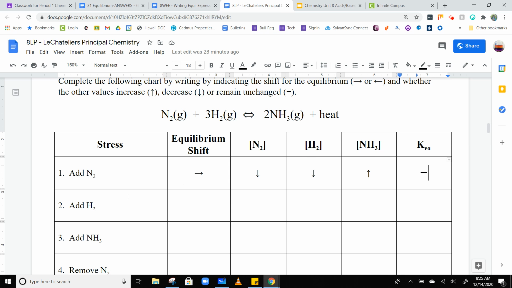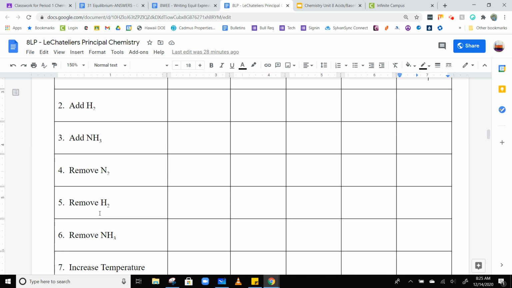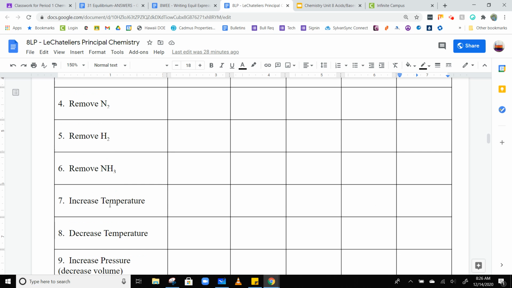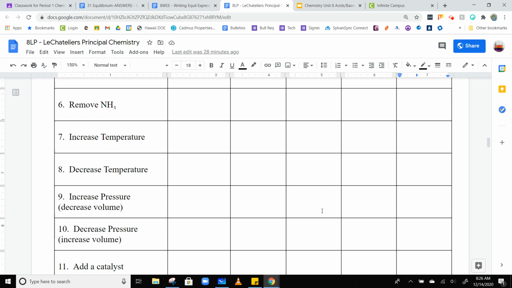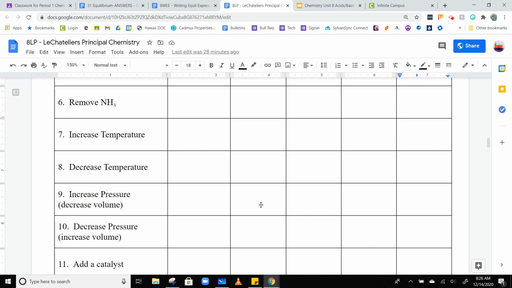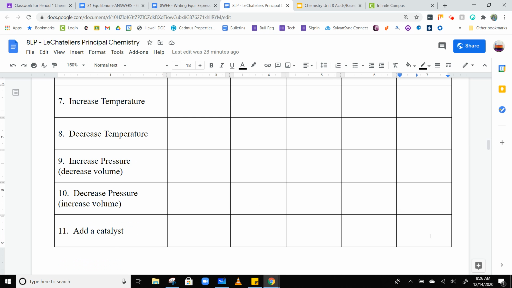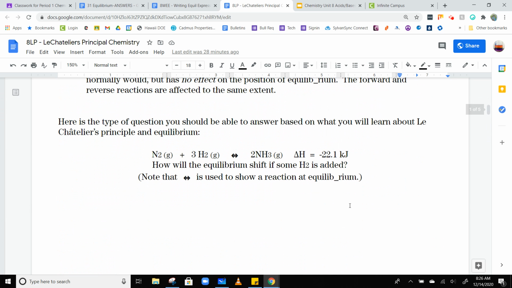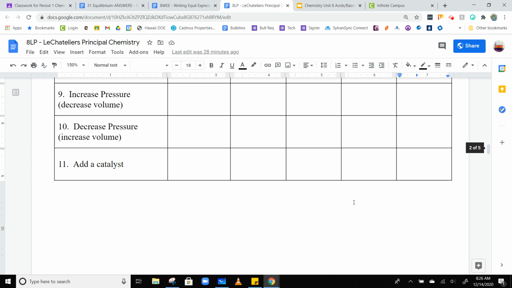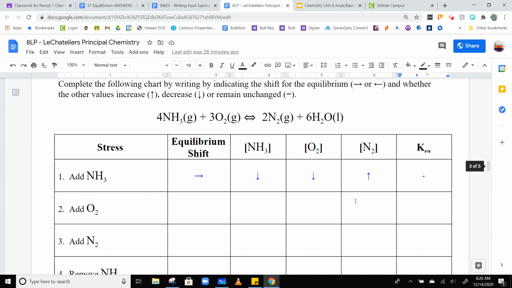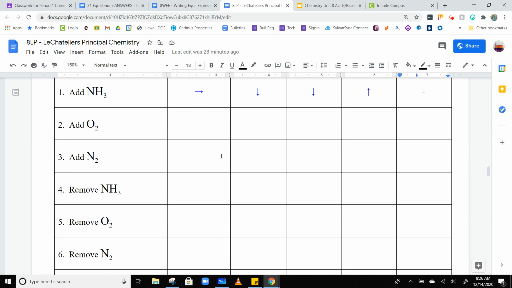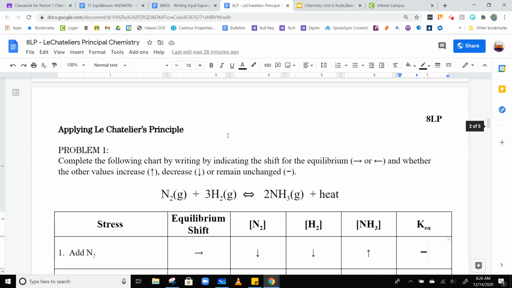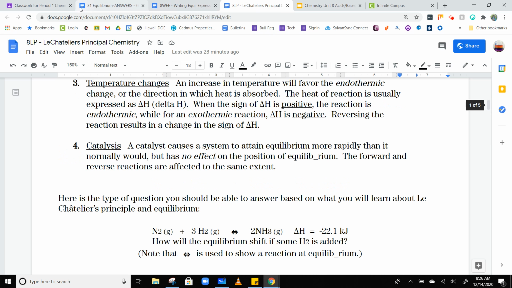So all of these with adding or removing, the KEQ should not change. The KEQ is going to change with temperature and pressure. And it's not going to change with the catalyst. So give those a shot. Make sure you read through it again if you need to. You have just two problems, but a bunch of things to do for them. And then the answers are given to you at the bottom. So do try it on your own first, and then check your answers at the end.